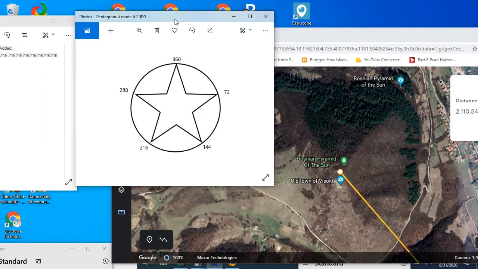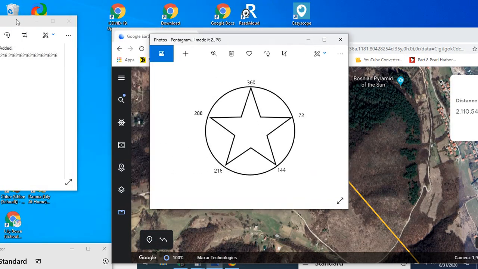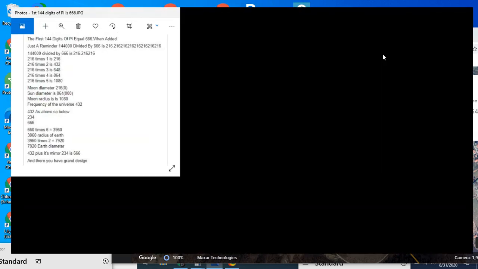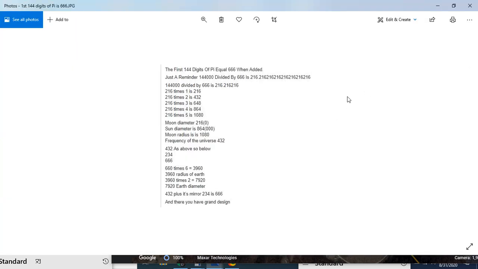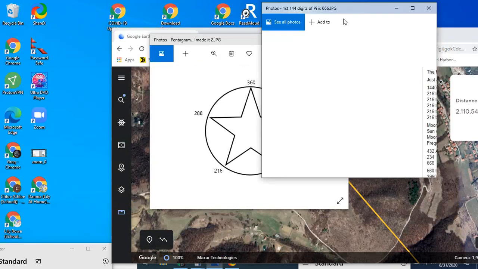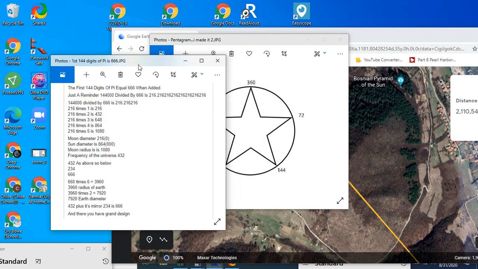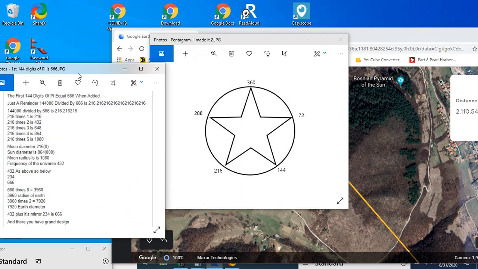And of course, they're related to the 666. How are they related to 666 in the elevation? Well, the first 144 digits of pi add up to 666. This was found by John Basie. So, it's pretty obvious. And of course, this is a circle and it's related to pi. You could also say the triangular number of 36. That means 1 plus 2 plus 3 plus 4 all the way up to 36 also equals 666.